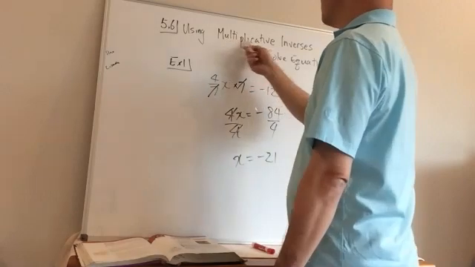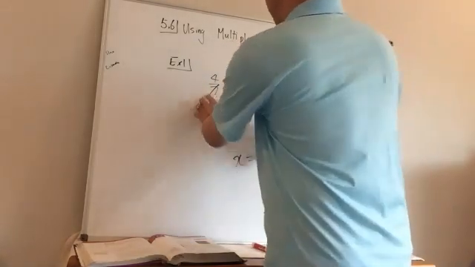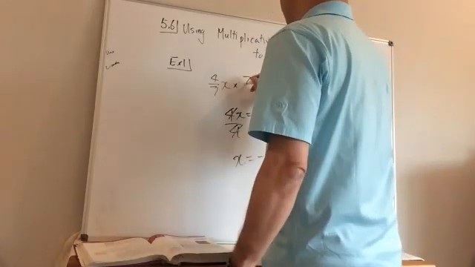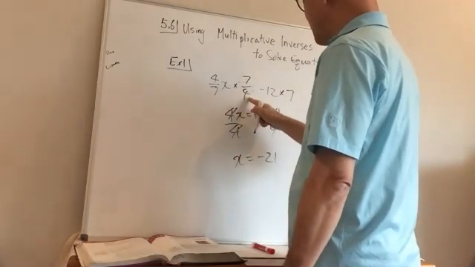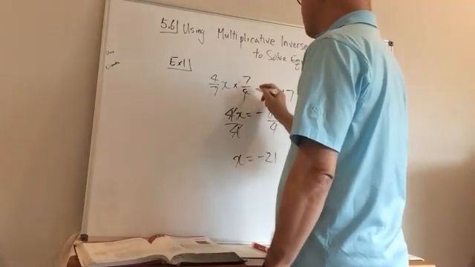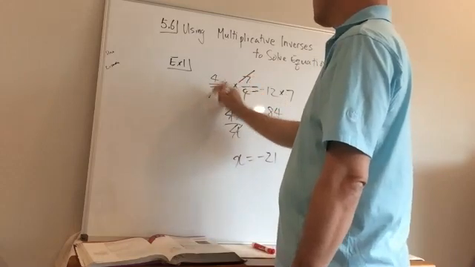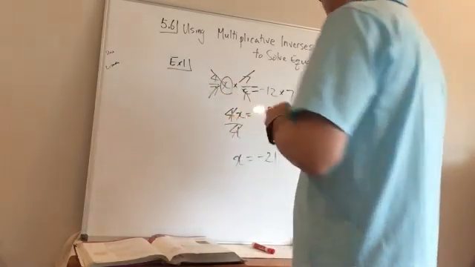When we used the multiplicative inverses, we multiplied this by 7 over 4. So we multiplied by 7 and then divided by 4. That's the same thing we did here. So it's a one-step approach versus the two-step approach that we just did. The 7's cancel out, the 4 cancels out, and all I have left is x. It's the same thing.